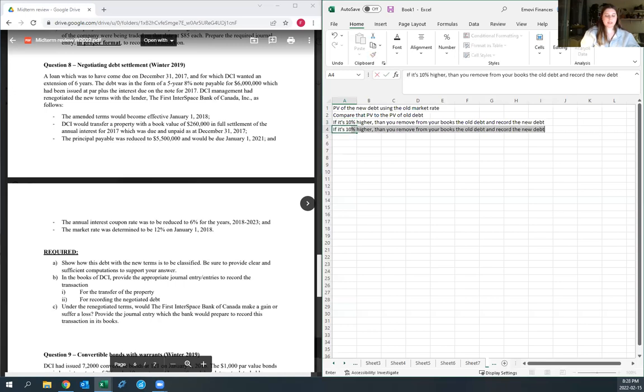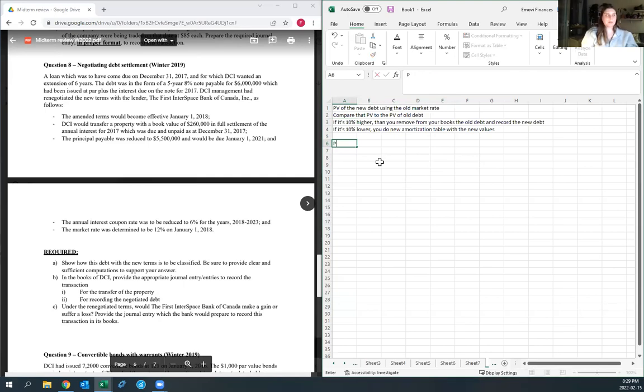If it's 10% lower, you do a new amortization schedule, but you don't change anything on the date of issuance of the rates. So you would do an amortization schedule with the PV of the old debt and the face value of the new debt, and you'll find an interest rate to compute. It's not really asked in the exam. It's more likely going to be 10% higher. Just so you know, it might have been asked in your assignment, but I haven't seen it in an exam. So we're going to do that.